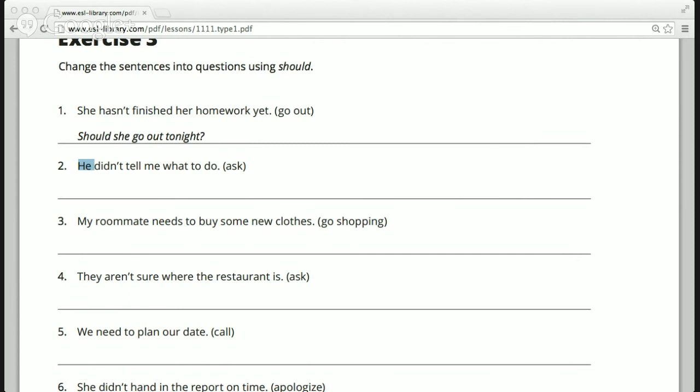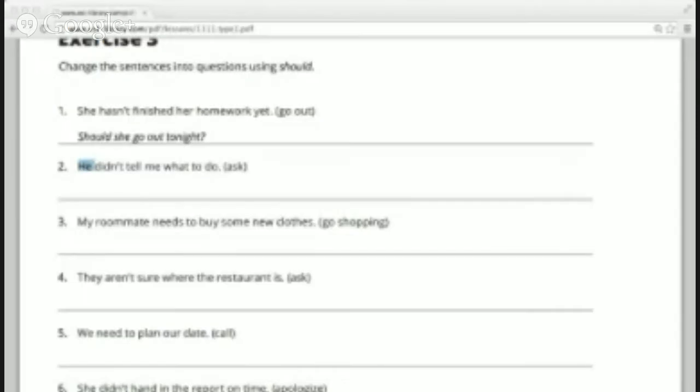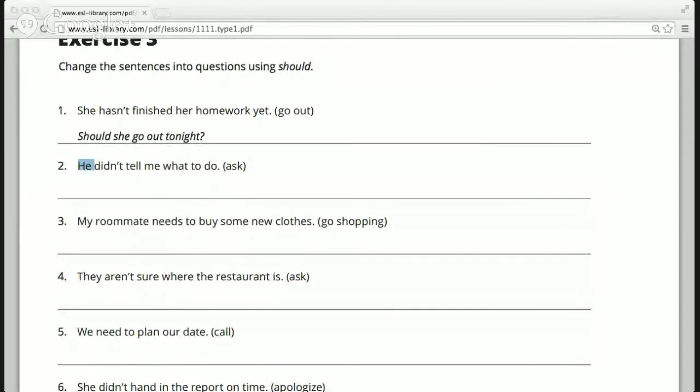My roommate needs to buy some new clothes. That word is clothes instead of clothes. It's clothes. Should my roommate go to shopping? Instead of go to shopping, we just want to say go shopping. Should my roommate go shopping? There you go. And how would you answer that?